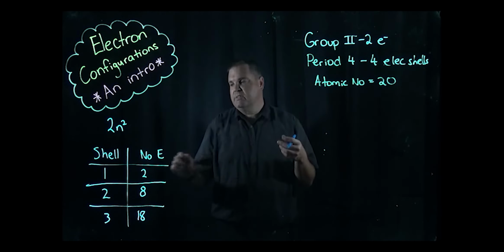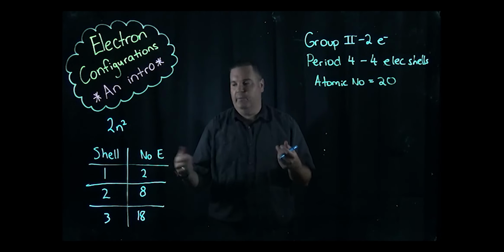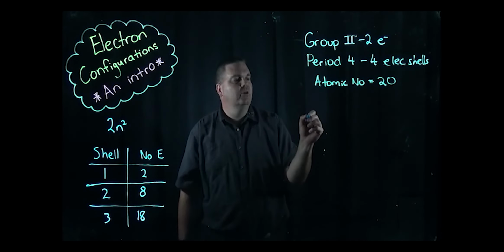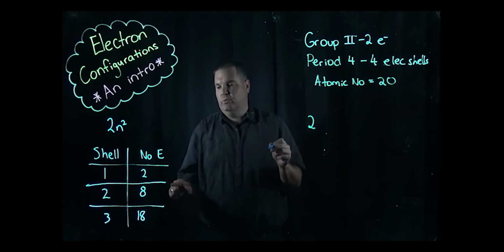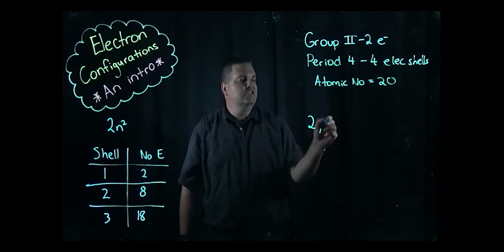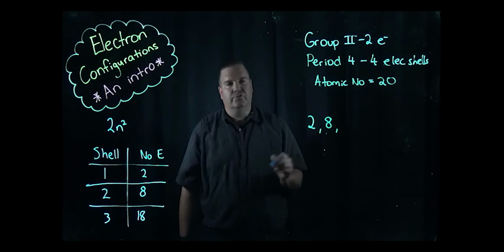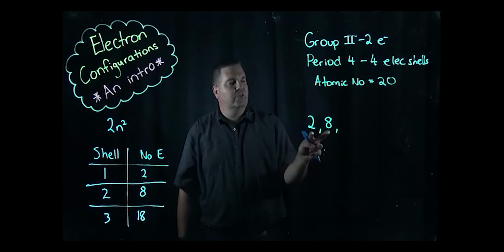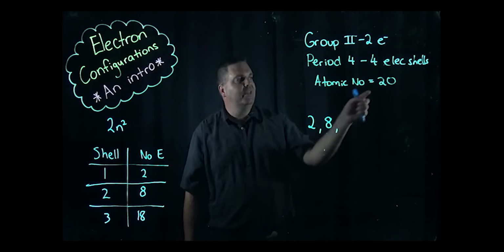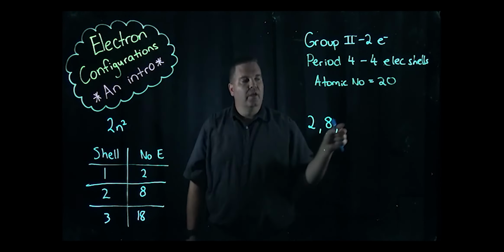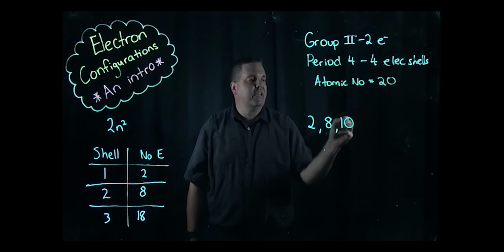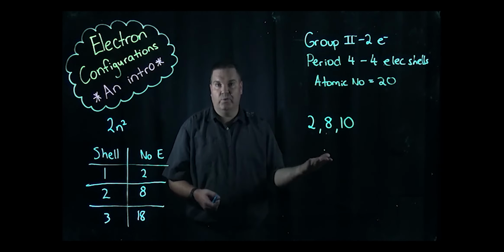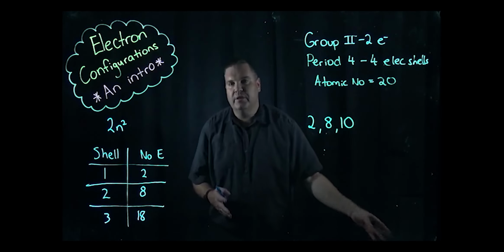So what we're going to do is start going through shells and fill them up. The first shell we know can hold a maximum of 2 electrons. The second shell can hold a maximum of 8 electrons. If we add 2 and 8 together, we get 10, and all we need is another 10. So if we wrote 2, 8, 10 as the electron configuration, we got our 20 electrons, we filled up the number of electrons.